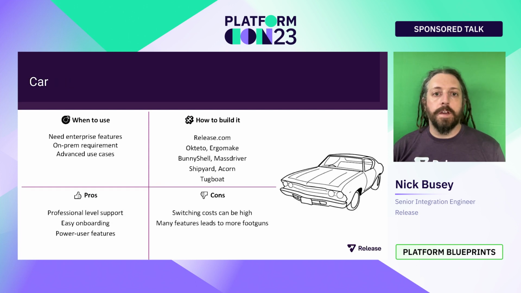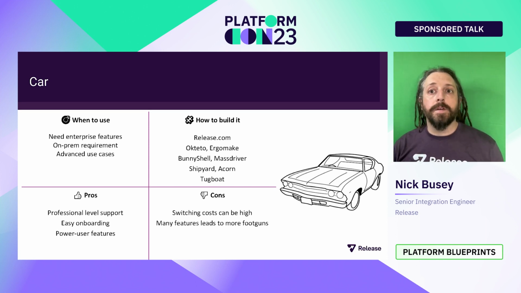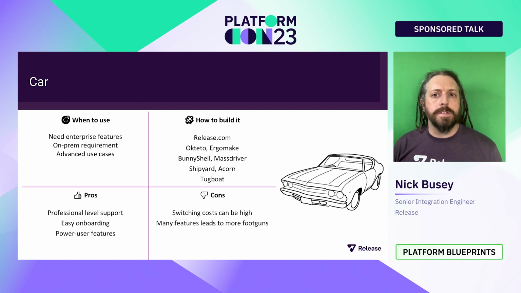Which brings us to the car. The car is the most fully featured environment solution that we're going to discuss today. Currently the bleeding edge of infrastructure tech, these are fully fleshed out, enterprise-ready environments as a service companies. There are many companies in the space already today, including Octeto, Ergomate, Bunny Shell, Mass Driver, Shipyard, Acorn, Tugboat, and Release. This stage may seem like overkill for smaller teams, but I would argue the benefits outweigh the drawbacks.